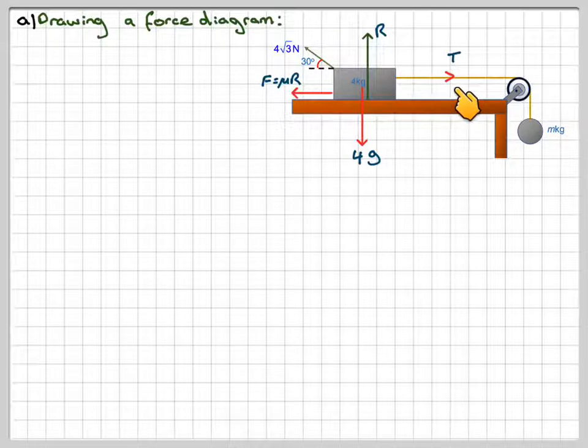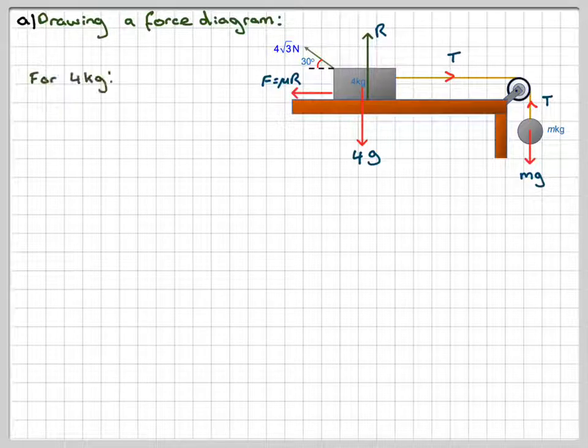We have a tension in the string here, and the same tension acting here, and then we have the weight of the mass m kilograms here. So first of all we've got to find the frictional force F, and then secondly we've got to find the value of this mass here.